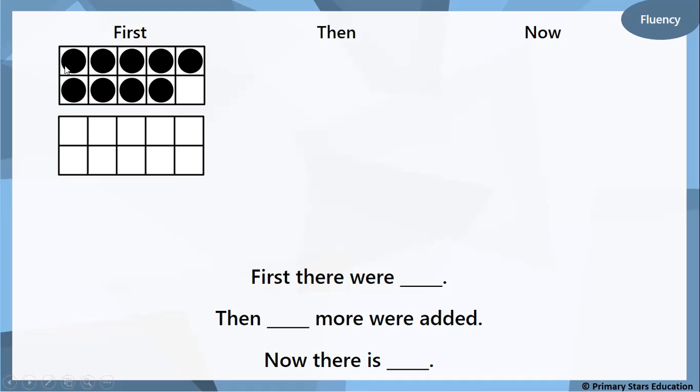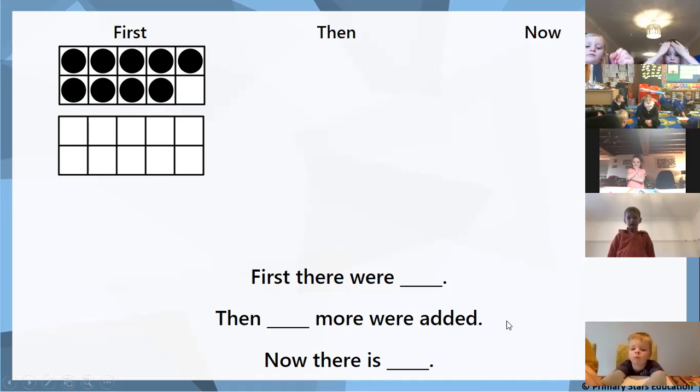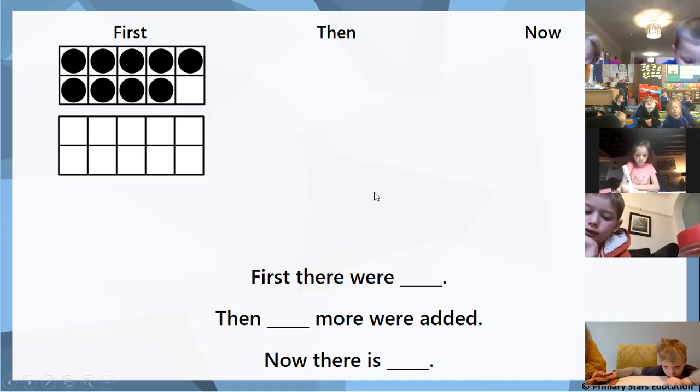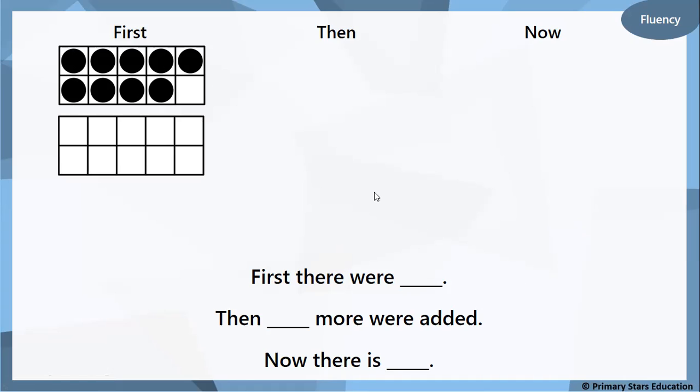Okay, next one, have a go at writing it down. So first, count them carefully. Write down the answer. 1, 2, 3, 4, 5, 6, 7, 8, 9, 3, 2, 1, 0. Tell me on 3, how many did you count? 1, 2, 3? No! Excellent.